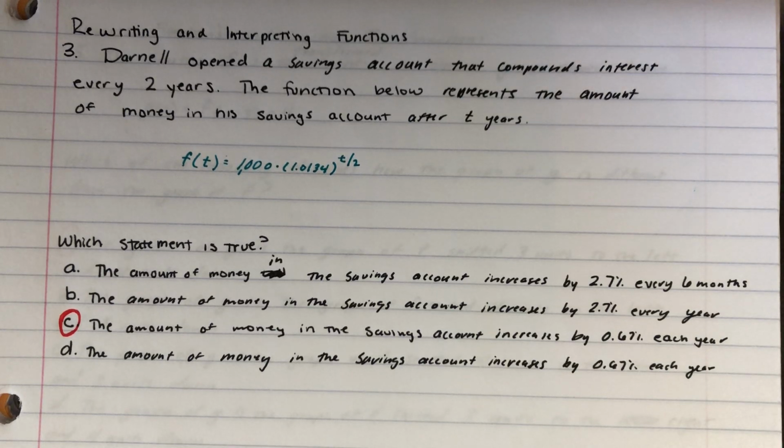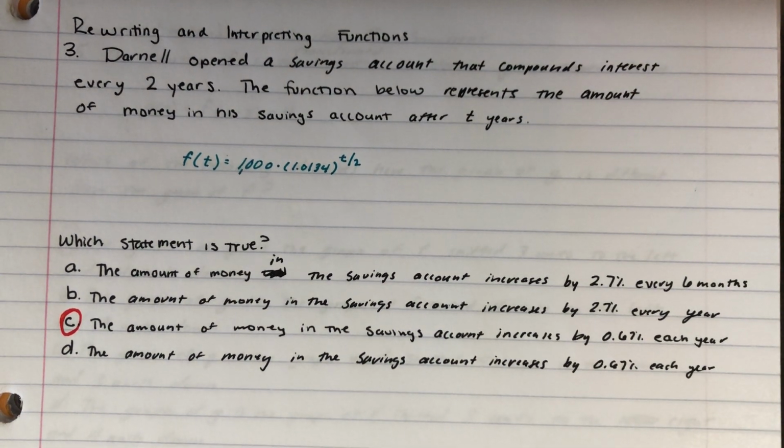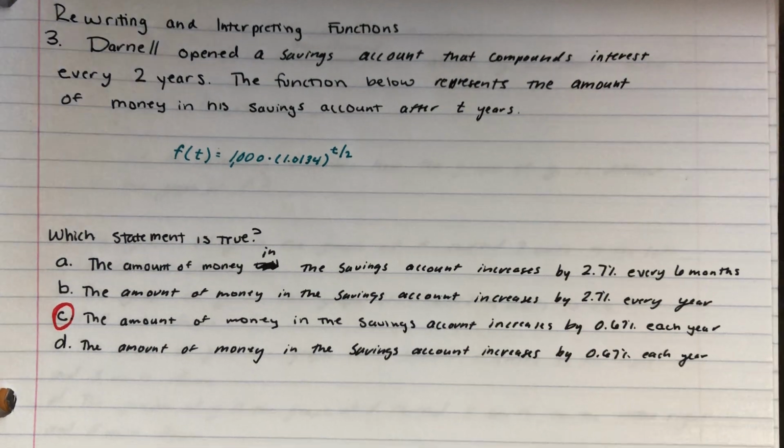In this problem, we will be looking at rewriting and interpreting functions. Darnell opens a savings account that compounds interest every 2 years. The function below represents the amount of money in his savings account after t years. So, C is the correct statement, and I'm going to walk us through how we got to that answer.